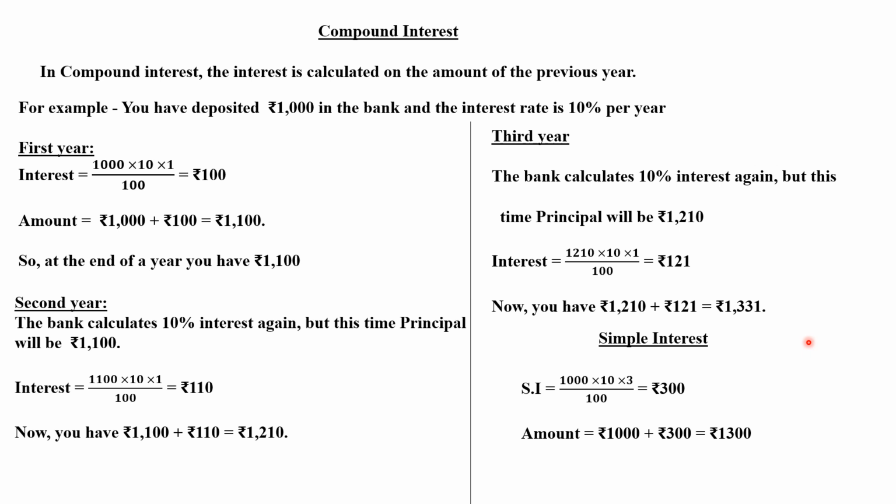Now currently all the banks follow this compound interest method only. So in a bank, when you go there to do a fixed deposit or when you are going to take a loan, they follow the compound interest method only. Now we will see some more applications of compound interest a little later. Now I'm going to solve a few questions based on compound interest, and we will see how to derive a formula for compound interest.